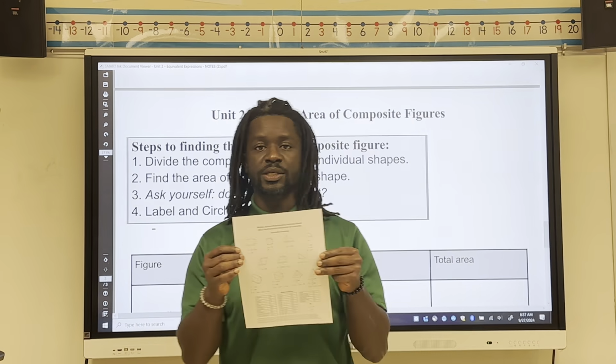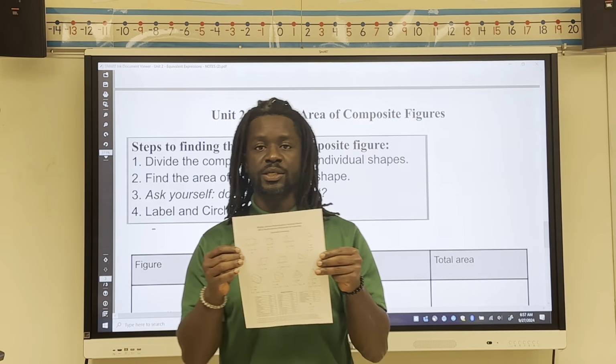And so I have provided just some steps, some guidelines to help you as you are finding the area of a composite figure. Again, a composite figure just means one figure that has multiple shapes, right? It's kind of an irregular shape, right? It's not kind of your normal or traditional shapes, all right? So the steps are as follows. First, we're going to take the composite figure and we're going to divide it up into individual shapes, all right? And so if I have a big figure, say it looks like an L, I'm going to divide it up so that I have 2 rectangles.